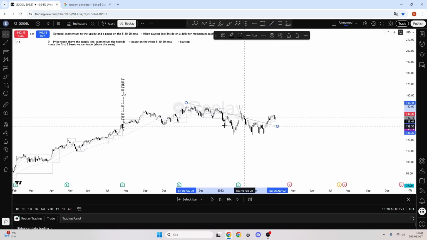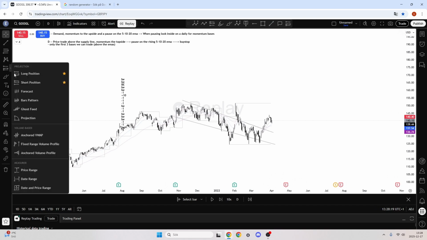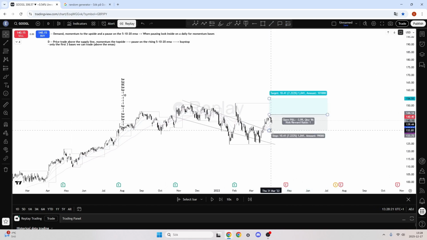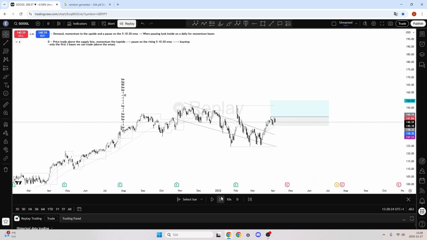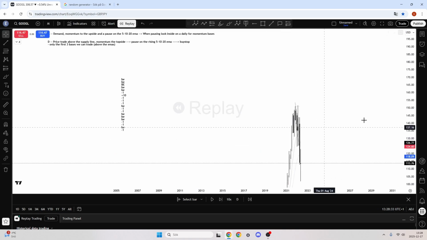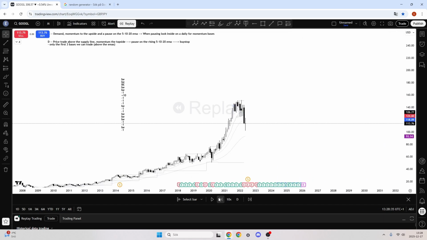Alright, so you have your supply line just like that. Price moves higher up. Pausing. I will throw a stop, my stop just like that. Flushing again, nothing for us to do. Monthly again. Flushing down to the 50 MA. So let's just wait for new momentum to the top side.